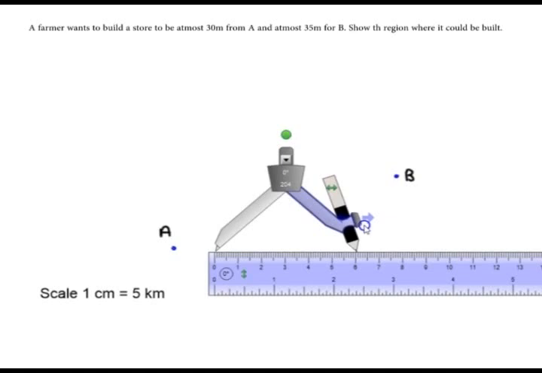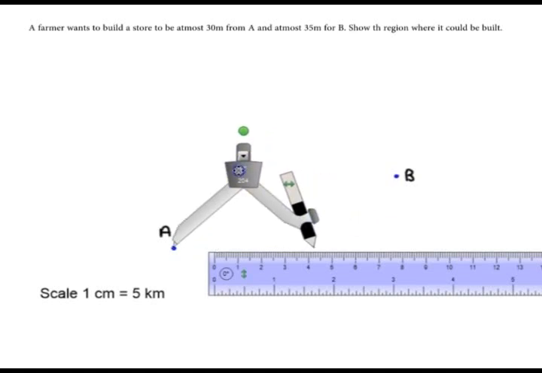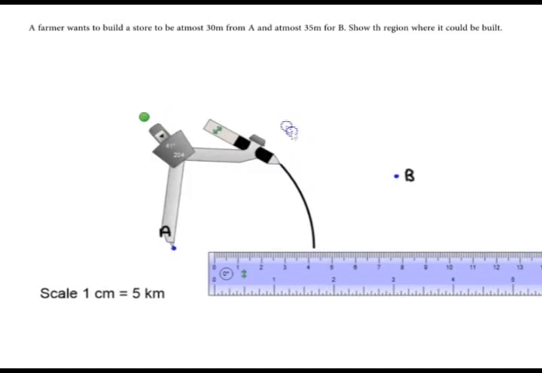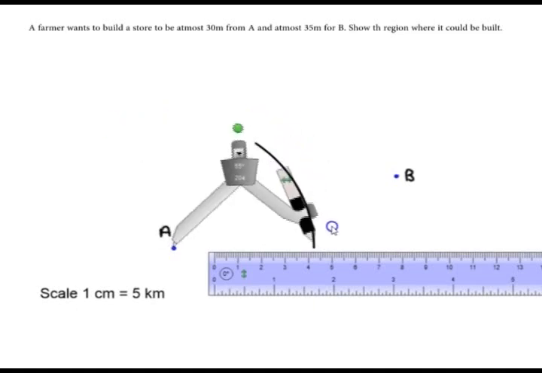The locus of a point from another fixed point is a circle or a part of a circle. So we draw an arc. I could have drawn the entire circle, but I can actually predict the region, so I don't need the whole circle.